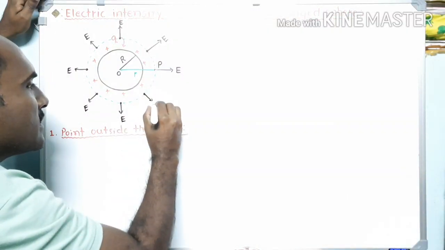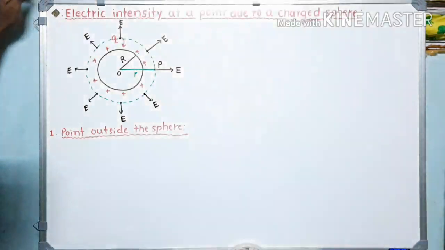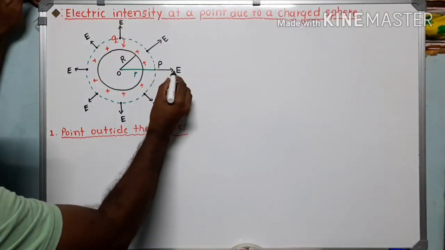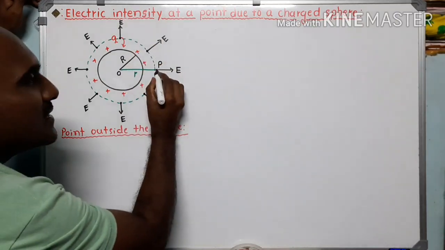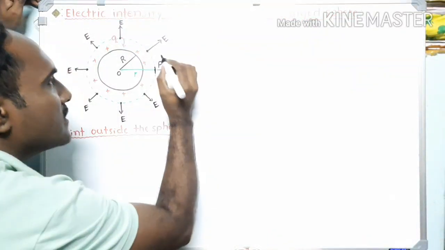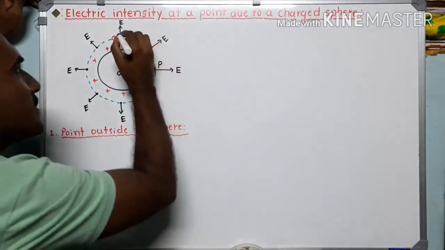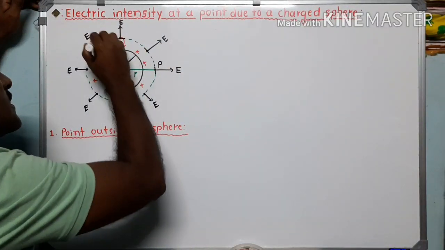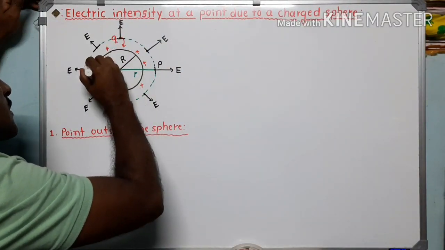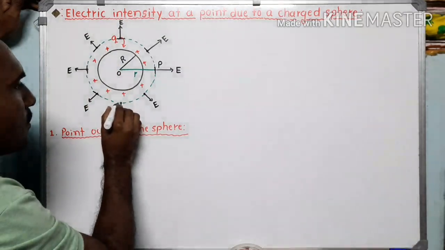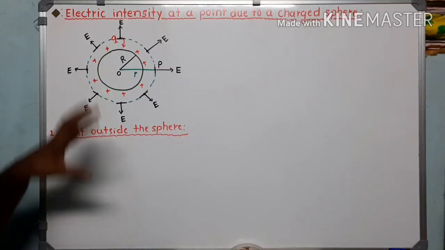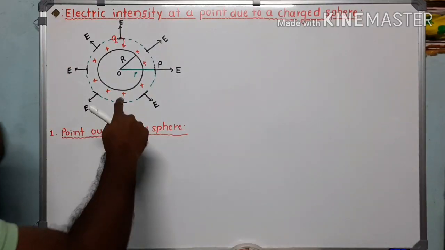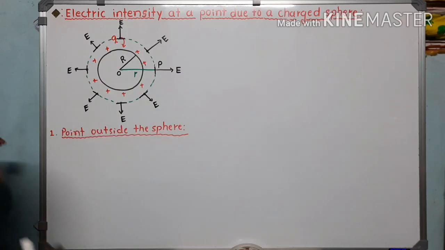That means here the second condition is also satisfied. That is, electric field or electric field lines are acting normally to the surface. Here this electric field line is normal to this surface. This is normal to this surface. This field line is normal to this surface. This is also normal to this surface. All electric field lines are normal to the surface of the sphere. In this way, two conditions are satisfied here. That's why this imaginary sphere is considered as a Gaussian sphere.